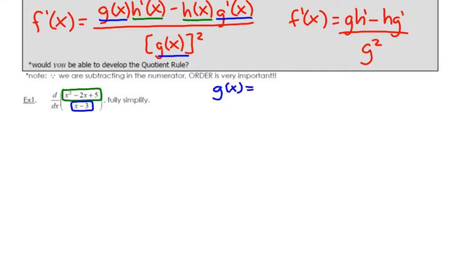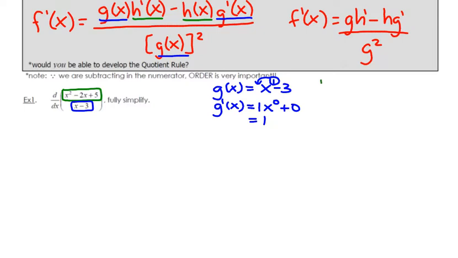g of x is equal to x minus 3. All right, so that's your denominator function. Taking the derivative is where I have a 1 up here, right? And I'm going to do the power rule. Bring the 1 down, x to the power of 1 minus 1, which is 0. And then the derivative of 3 is just 0, right? So then 1 times x to the power of 0 is just 1, and the 0 I don't even care about. Okay, so that is the derivative of g.